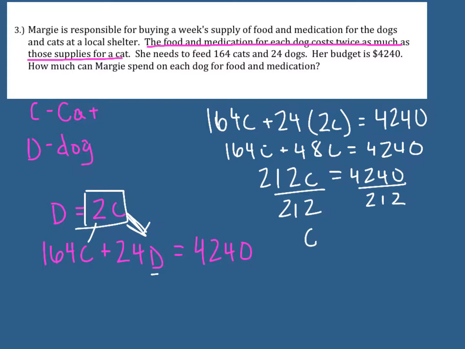So the cost of a cat is going to be $20. So if we know that a cat costs $20, that means the cost for a dog is twice that. So a dog is going to cost $40 to give it food and medication. So she can spend $40 on each dog for food and medication.